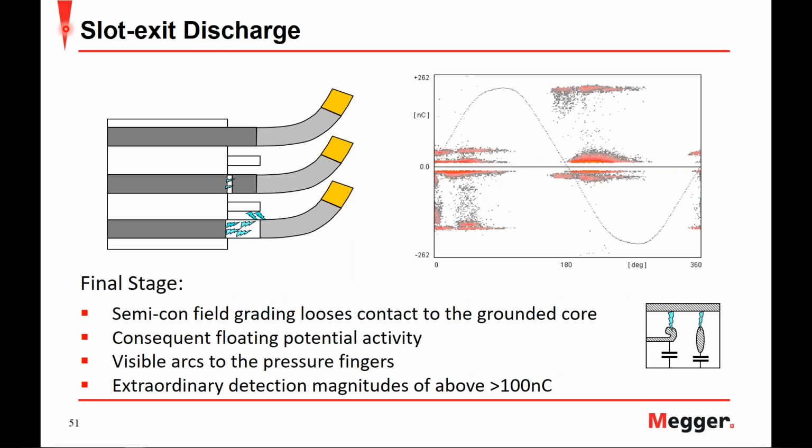And we can look at that here, where the final stage can result in the semiconductive layer losing contact with the conductive layer, causing heavy arcing. This arcing is visible and can lead to partial discharge detection values above 100 nanocoulombs.